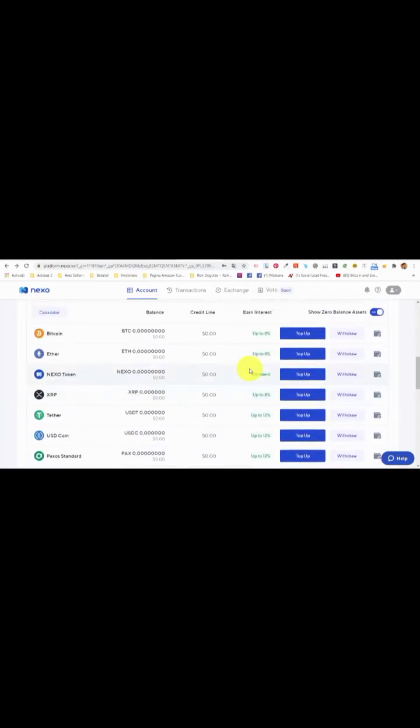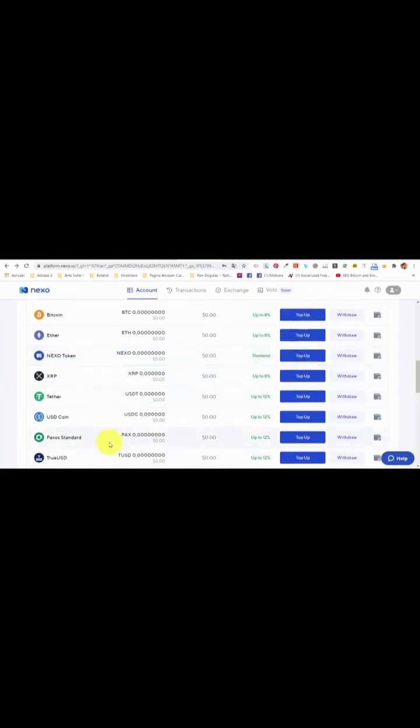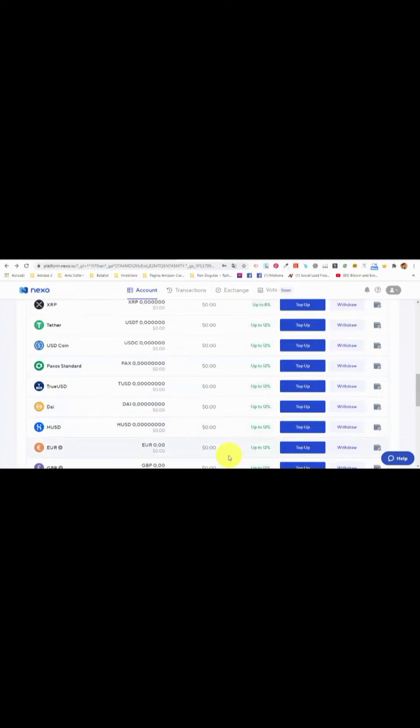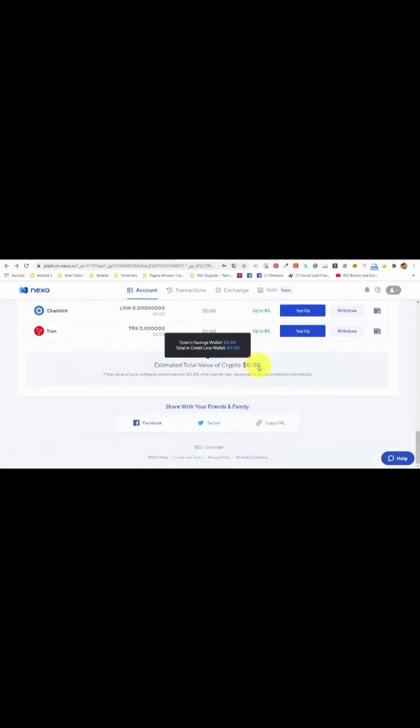These are stable rates. These don't go up and down. You just top up your account and that's how it works. You top up your account, you have a minimum of 1,000, for example euros here, and at the end of the year you will have an extra 120 euros. This is how this works.